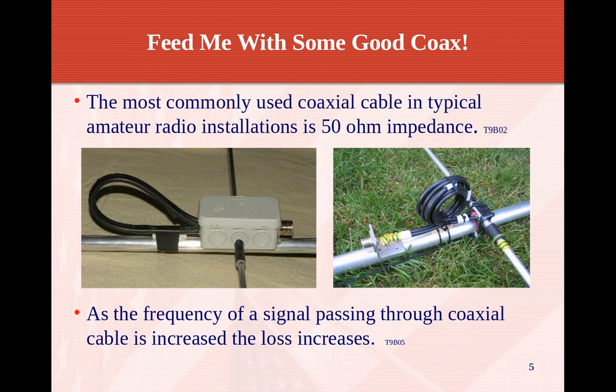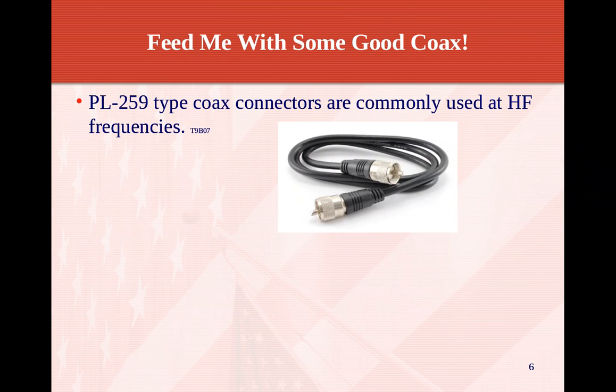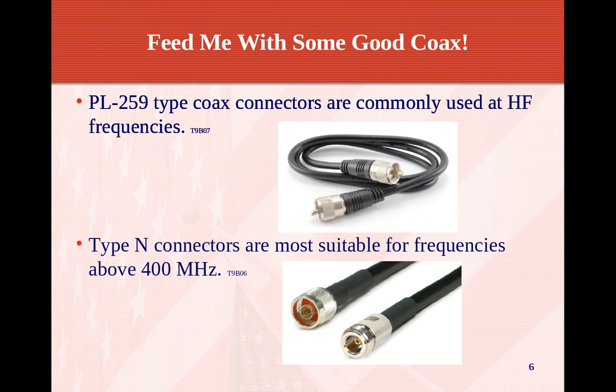As the frequency of the signal passing through the coax cable is increased, the losses increase. So the higher the frequency going through the coax, the more loss starts increasing. PL259 type coax connectors are commonly used for HF frequencies. So they're only good for up to, I would say, about 200 to 300 megahertz. Anything from a couple megahertz on up to about 200 or 300. Anything beyond that, higher than 200 megahertz, you want to use a type N connector, and it's more suited for higher frequencies.